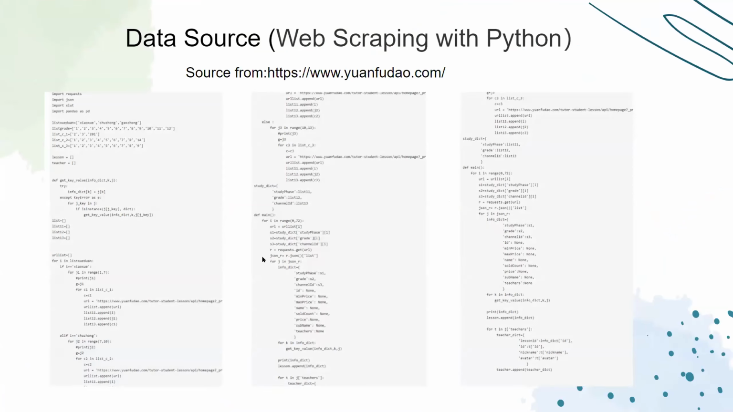As you can see, we use web scraping with Python to get the data source. We analyzed that the URL has 3 variables: section, grade, and subject. There are 72 combinations, so there are 72 different URLs, and each URL has several corresponding courses. This web scraping with Python is to crawl the URL 72 times and then assign the corresponding section, grade, and subject fields to the corresponding courses.